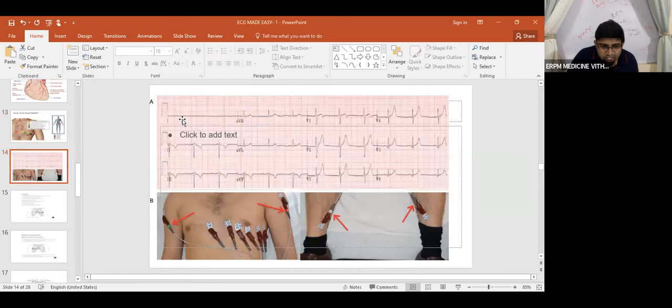In addition to that, here we have another set called. Look here, look at the ECG paper.